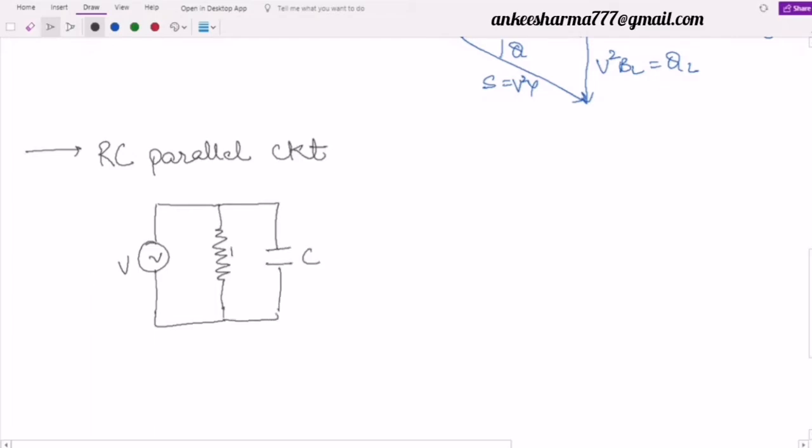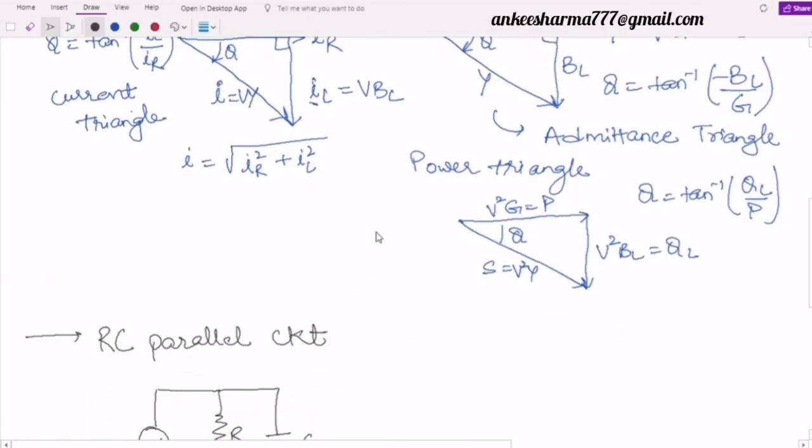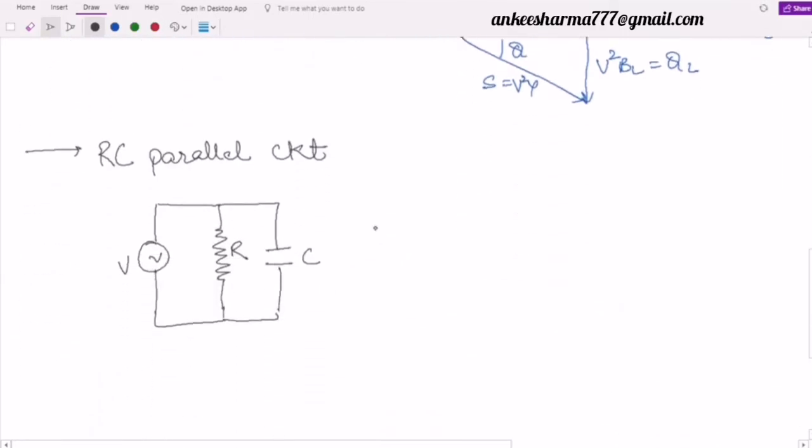This is C, this is R. I will assume again the total current I. It divides into the resistance and the capacitance branches, so I will name them IR and IC. The admittance of this is YR, the admittance of this is YC. We will write it later. So this is my diagram.